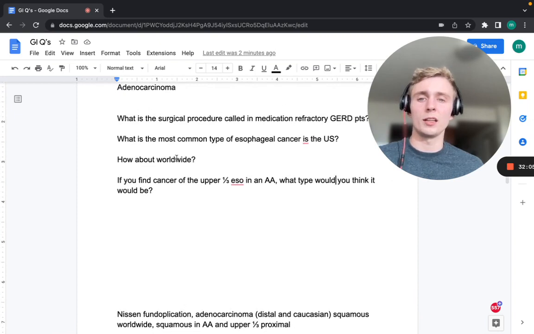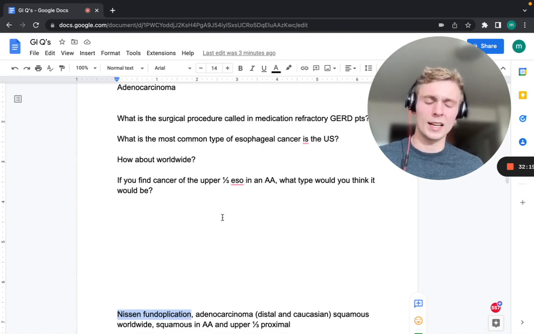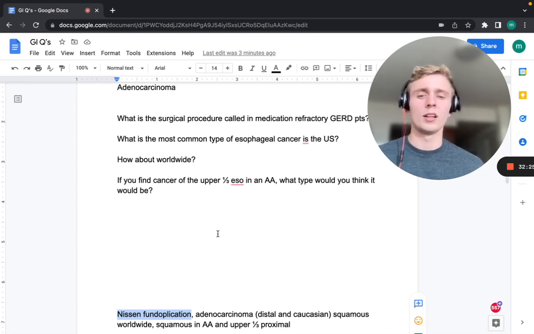So of course, the surgical procedure in medication refractory GERD is going to be the Nissen fundoplication. And that's when they basically take part of the stomach and fold it over the gastroesophageal junction and suture it up, so that it withstands and reinforces that area to give it a little bit more solidity there. So that's a Nissen fundoplication.